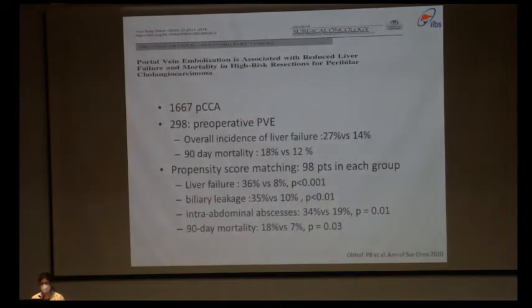This study, published in 2020, showed that portal vein embolization is associated with reduced liver failure and mortality. There were 1600 odd patients in the entire group, with 300 undergoing preoperative portal vein embolization. After propensity score matching, they found that the rate of liver failure, biliary leakage, intra-abdominal abscess, and 90 days mortality were all reduced in patients who underwent portal vein embolization.